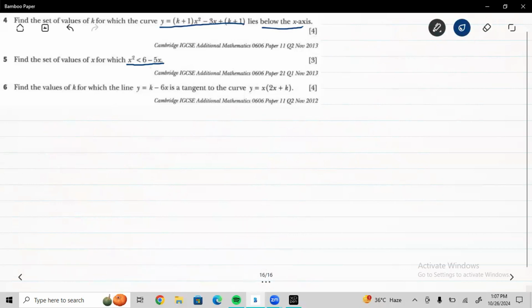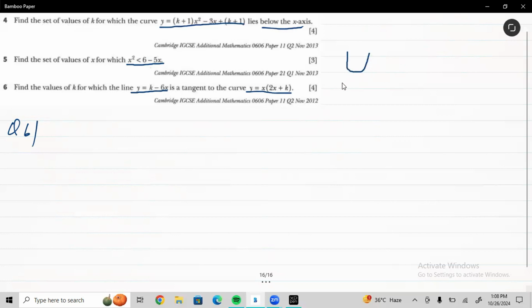For question number 6, however, we have: find the values of k for which the line y is equals to k minus 6x is a tangent to the curve y is equals to this, and this. So what they're saying is that we have a curve, something like this, and we have another line which is acting as a tangent to this curve. And we know when something is a tangent of a curve, it's going to intersect at only one point of the curve.